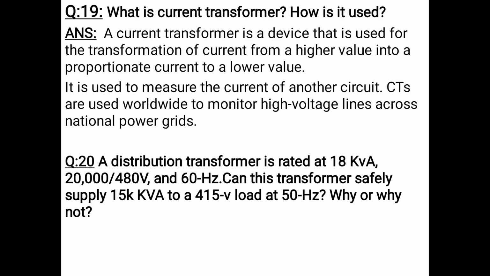Number 19. What is a current transformer and how is it used? Answer: A current transformer is a device that is used for transformation of a current from a higher value into a proportional current of a lower value. It is used to measure current of another circuit. They are used worldwide to monitor high voltage lines across the national power grids.